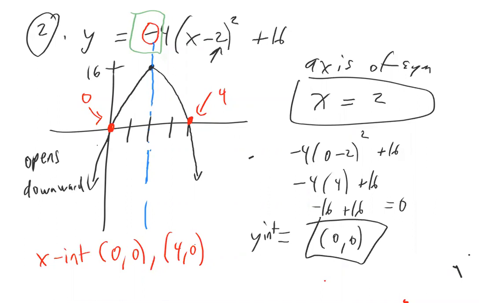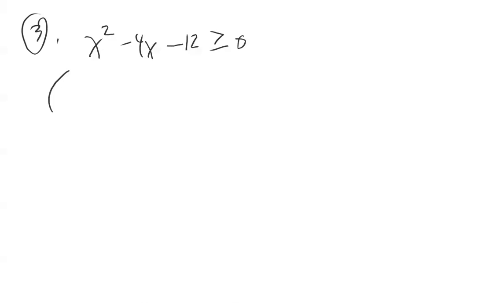All right, now let's look at problem 3. So x squared minus 4x minus 12 greater than or equal to 0. So factor it out. Actually, yes, let's factor this out. So it'd be (x )(x ).